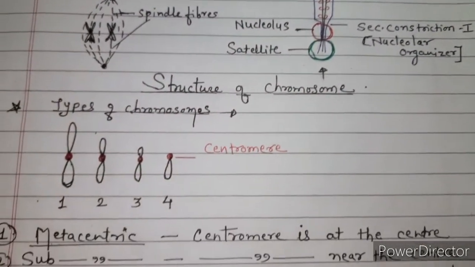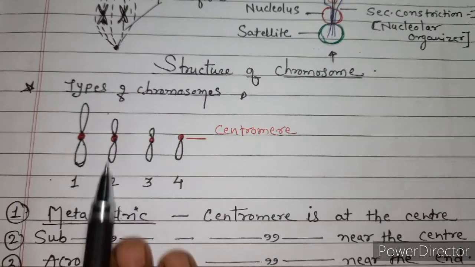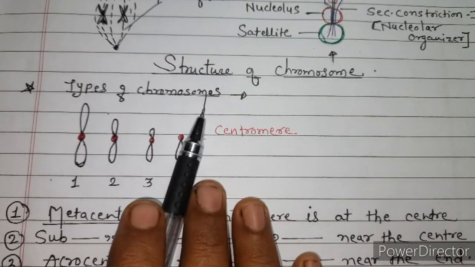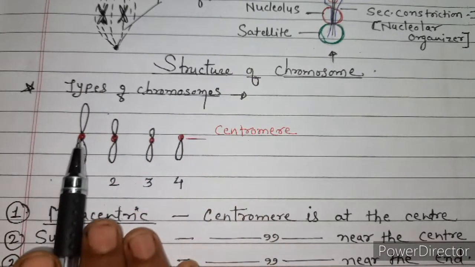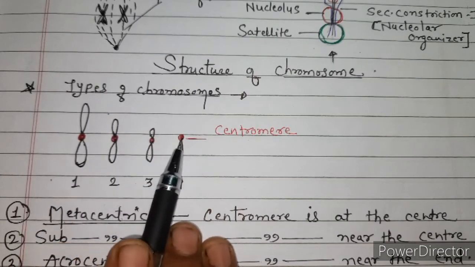Now we will see about the types of the chromosome. See here, the types of the chromosome depend upon the position of the centromere.